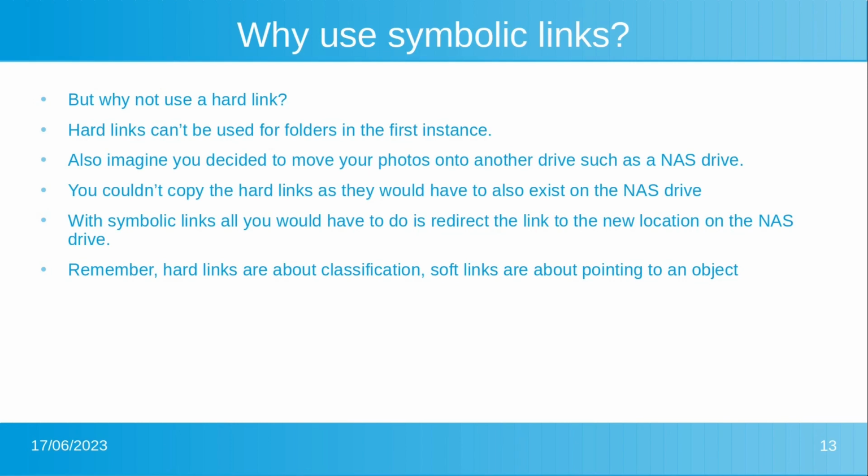Whereas a symbolic link, I can still have the symbolic link on my hard drive, I can have it on my desktop, I can have it in a simple folder, and I can point to a folder on the NAS drive, and as long as my NAS drive is mounted, my symbolic link will point to that folder and I can view those photos. And it doesn't matter if that NAS drive disappears, okay, I can't follow that symbolic link because it's not currently there at the moment, but as soon as I reattach that network attached storage, my link will start working again. So the key here is that hard links are about classification and soft links are about pointing. So in general, I would mainly probably use soft links over hard links.